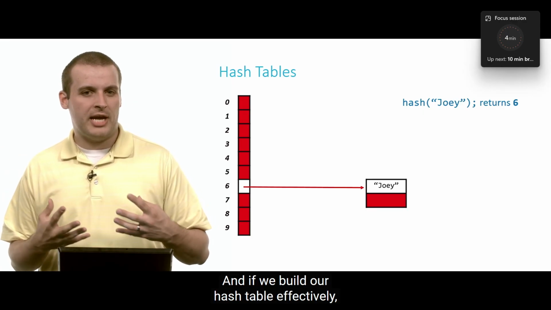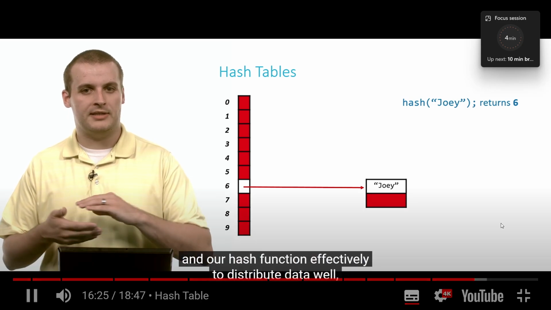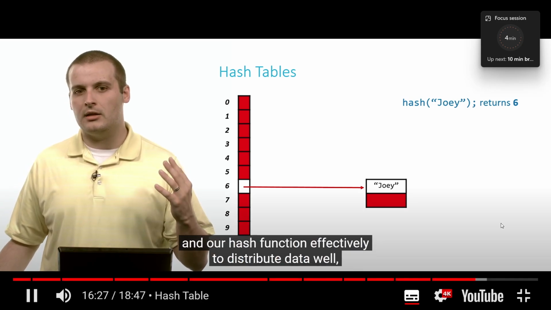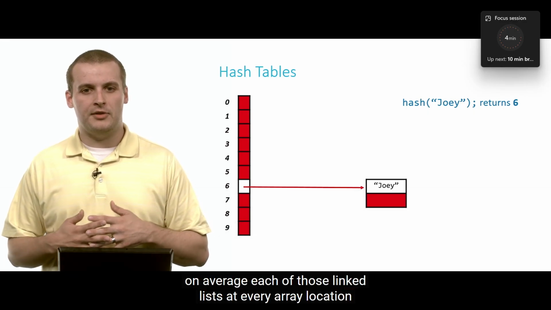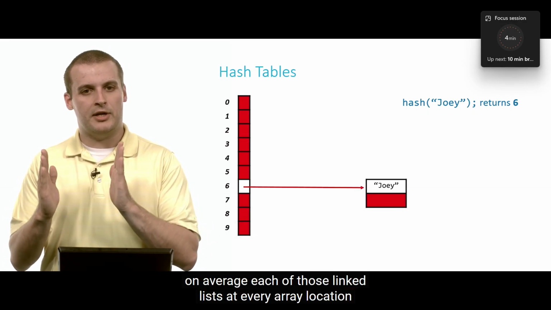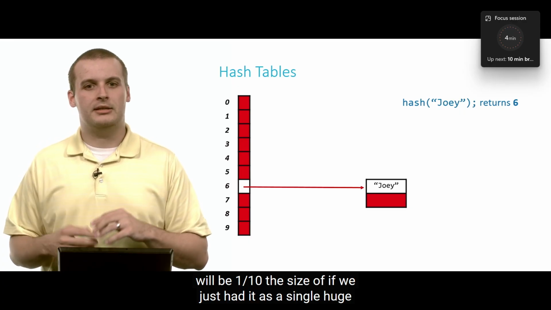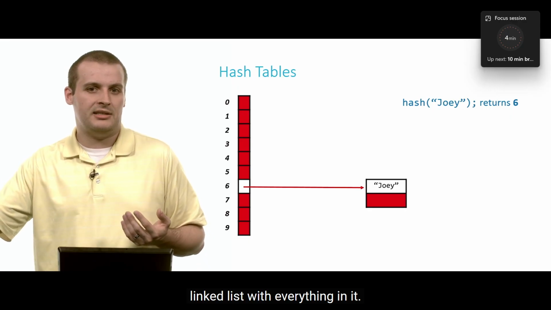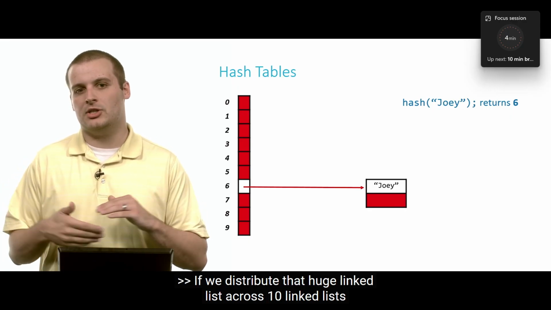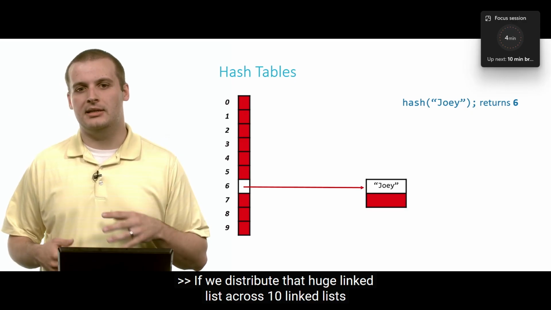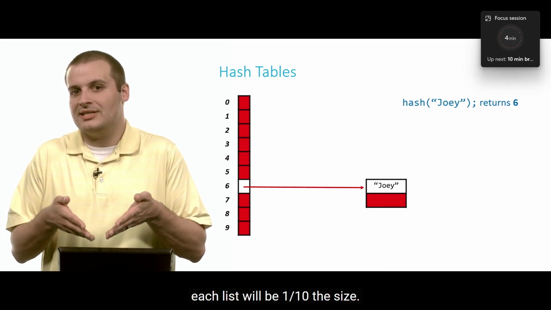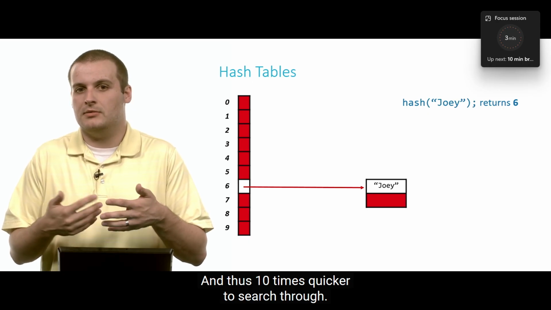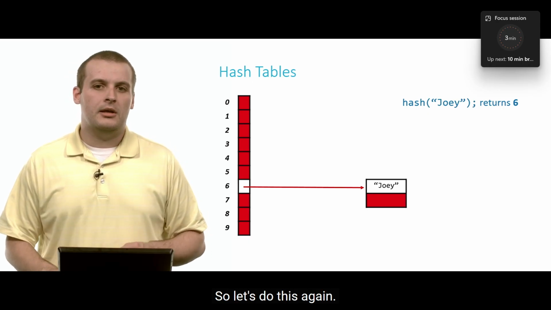And if we build our hash table effectively and our hash function effectively to distribute data well, on average, each of those linked lists at every array location will be 1/10 the size of if we just had it as a single huge linked list with everything in it. If we distribute that huge linked list across 10 linked lists, each list will be 1/10 the size, and thus 10 times quicker to search through. So let's do this again.